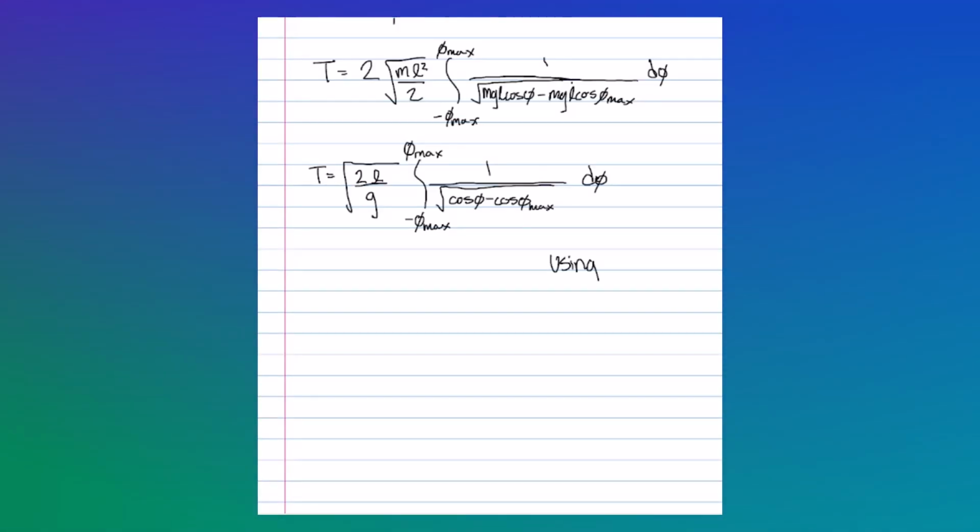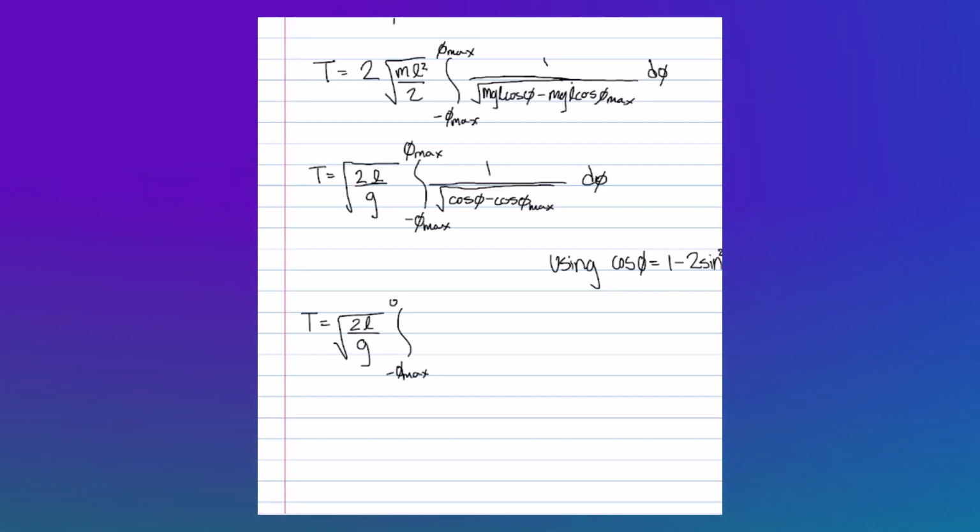Next, we're going to do a substitution. Specifically, we're going to write cosine of phi is equal to 1 minus 2 sine squared of phi over 2. And this is not an integral change of variables. We're just using that trig identity to rewrite the inside of the radical.